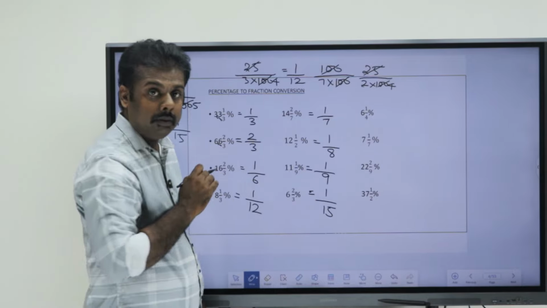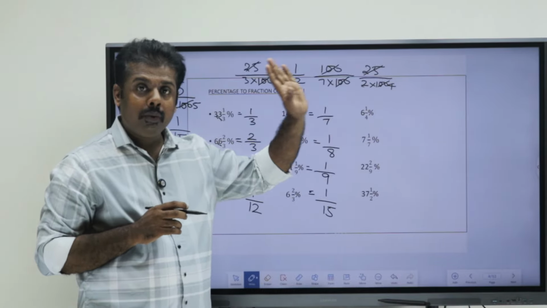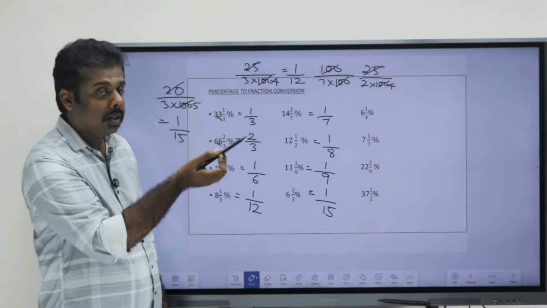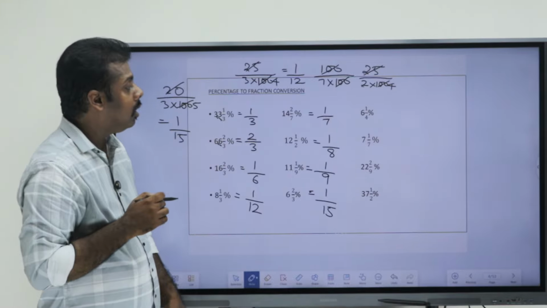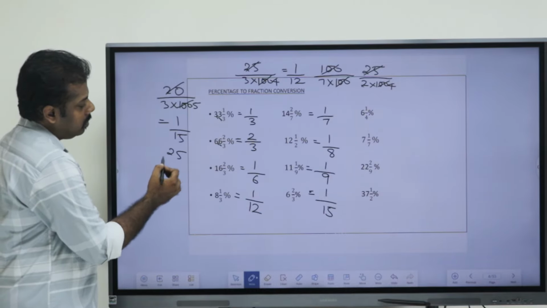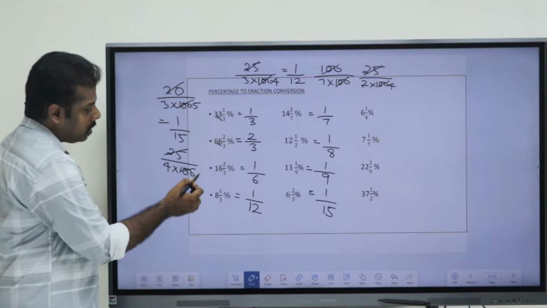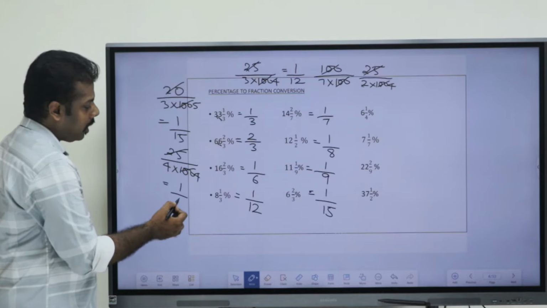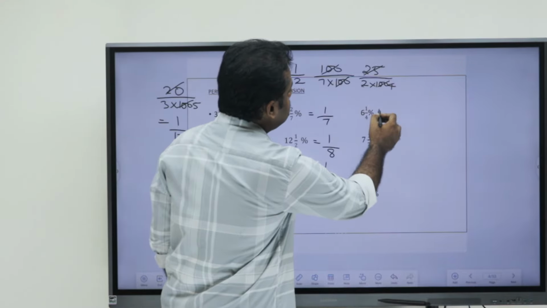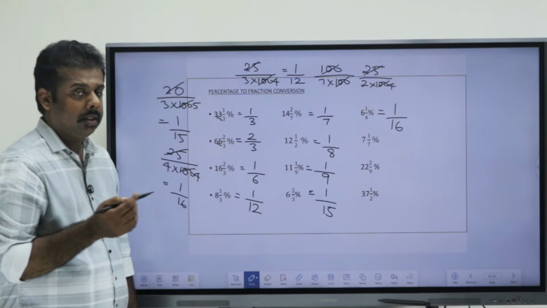Now we can move to the next case, that is 6 1 by 4 percentage. What is that going to give us? Same process. 6 into 4 plus 1 by 100. So that is 25 by 4 into 100. 25 4s are 100. So what are we getting here as a fraction? 1 by 16. So this is also an important case, that 6 1 by 4 gives us 1 by 16.